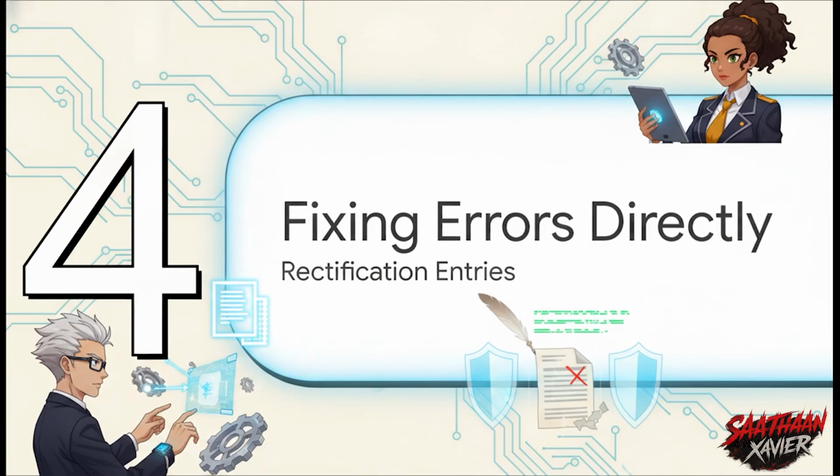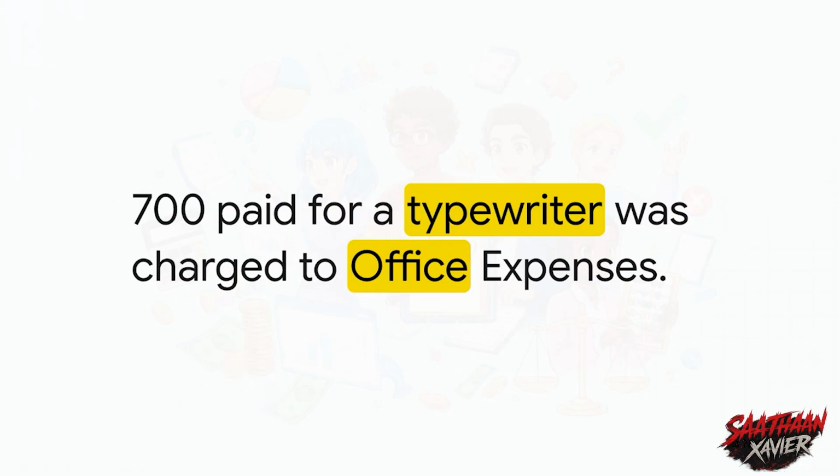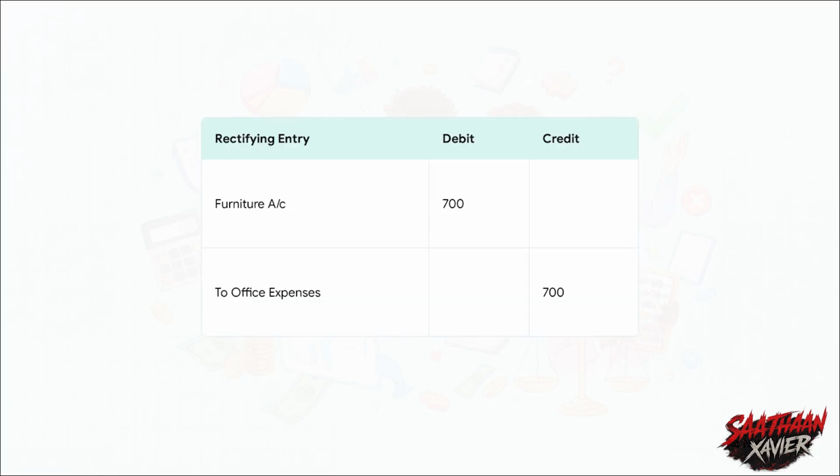Let's move to Section 4, fixing errors directly. This is where we use rectification entries. Okay, let's look at a classic error of principle from our case files, where a fixed asset was accidentally treated as a basic revenue expense. The accountant bought a typewriter for $700, but mistakenly logged it straight into office expenses instead of a proper fixed asset account. So how do we fix it?